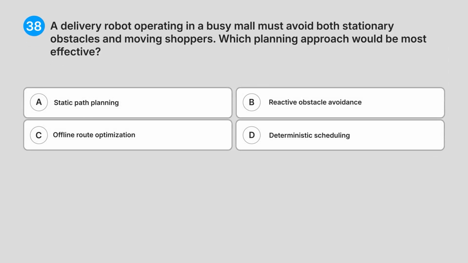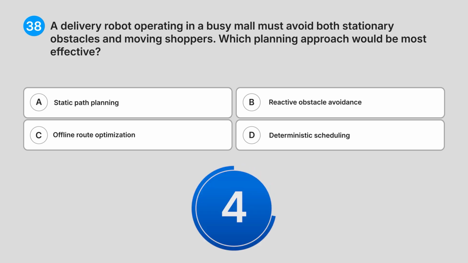38. A delivery robot operating in a busy mall must avoid both stationary obstacles and moving shoppers. Which planning approach would be most effective? A. Static path planning. B. Reactive obstacle avoidance. C. Offline route optimization. D. Deterministic scheduling. Do you know the answer?